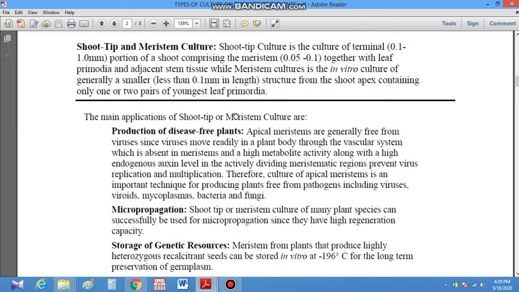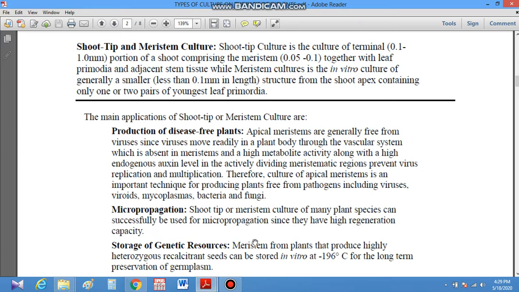Other than that, virus free plants, or you can say disease free plants, can be obtained through this technique, because meristematic cells are almost free from virus even in a virus infected plant. It is also useful in germplasm conservation or storage of genetic resources. The germplasm can be conserved in the form of meristems at minus 196 degrees centigrade for long term storage in liquid nitrogen, which is also called cryopreservation.